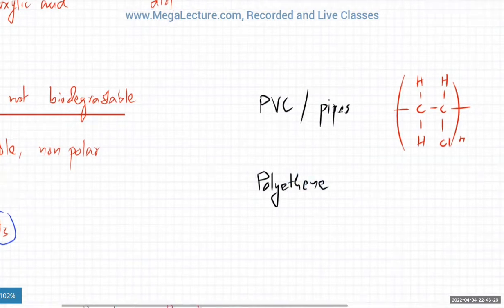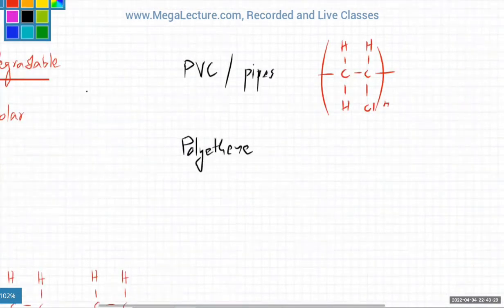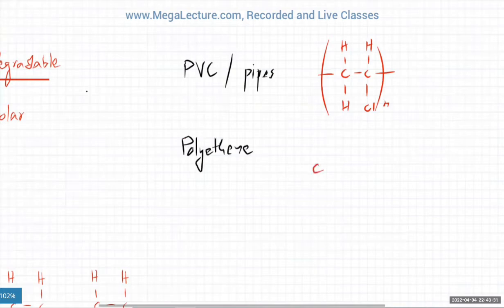So a lot of plastics basically are made from these ones, and in polyethylene, all of them would be H atoms.